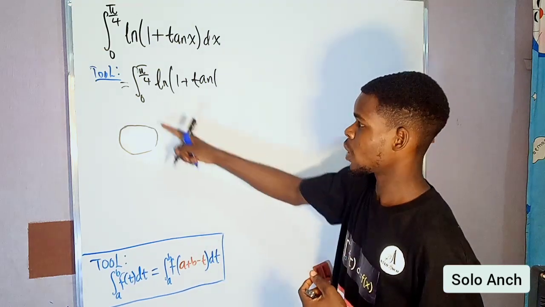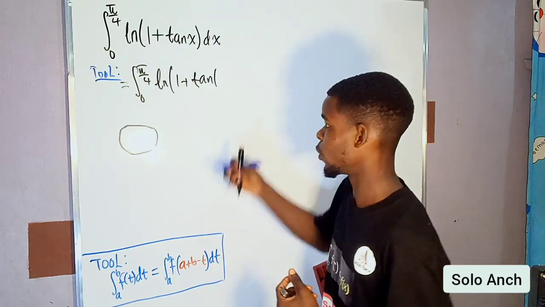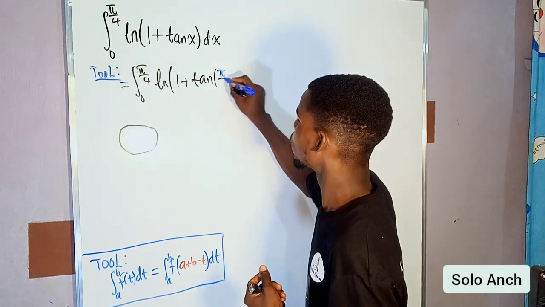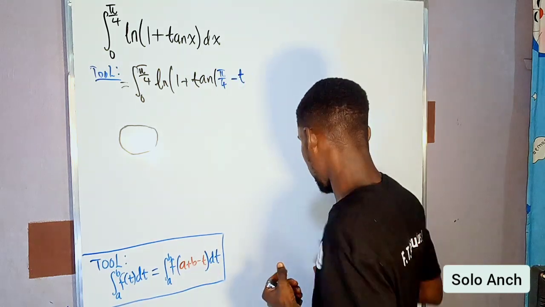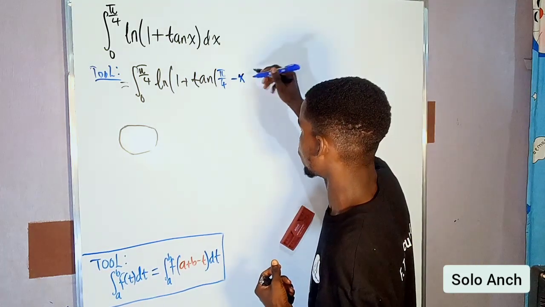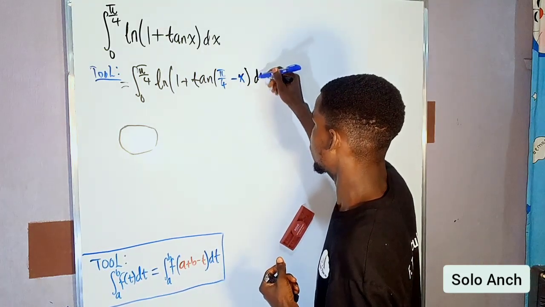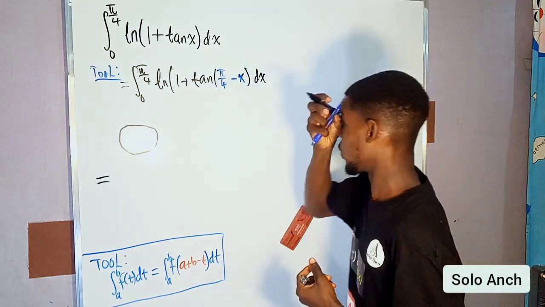Notice that we're going to add a and b. That will be 0 plus pi over 4, which is just pi over 4. So we have here pi over 4, and then we're going to subtract the input, which originally was x. Sorry, it's x, not t. I'm just used to the t. So this is dx right here. I'm going to skip this space. Let's see what we get.